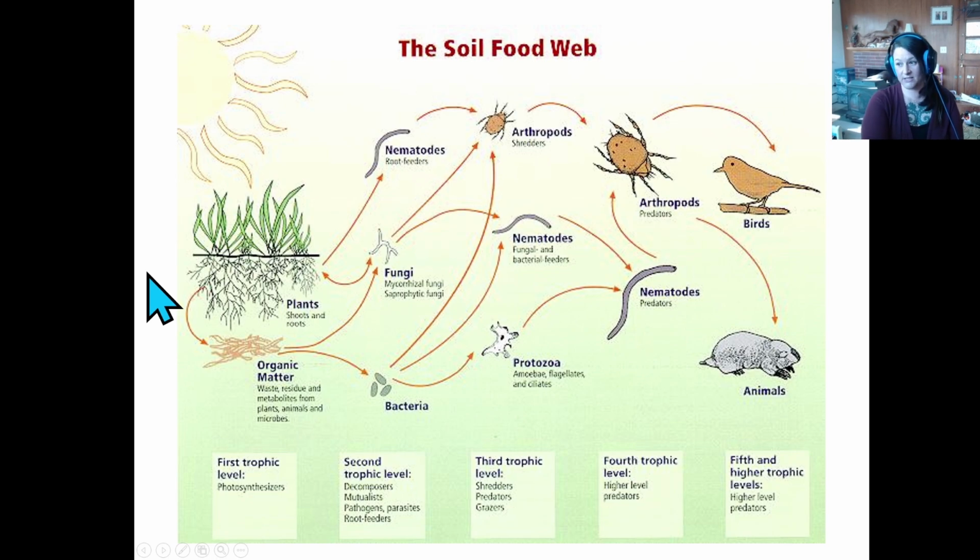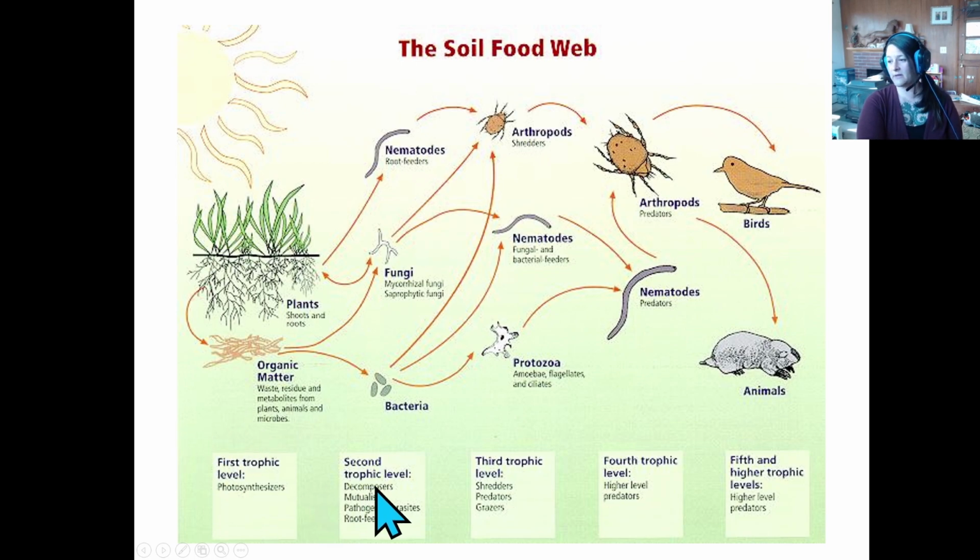And then from there, still in our first trophic level, the shoots and roots are in that level. And also things like organic matter. So waste residues, the metabolites from plants, animals, and microbes. Those are the dead and decaying matter of plants and animals. That's our first trophic level. If we don't have that, well, then we don't have a soil food web, okay? This is the food here that's going to feed the levels after this.